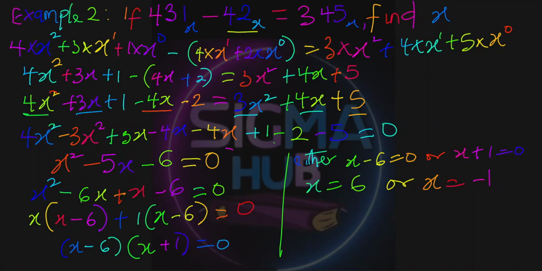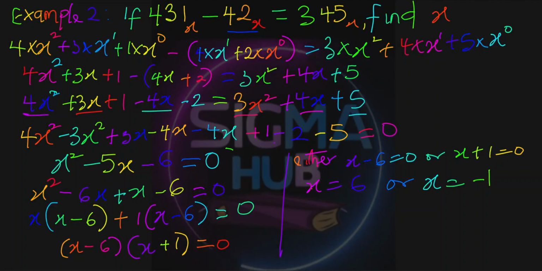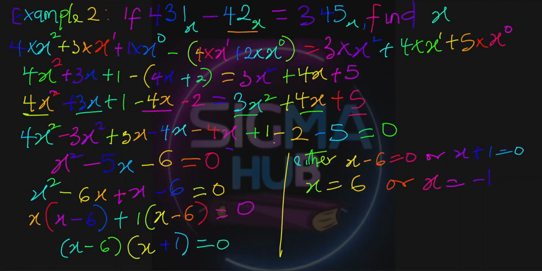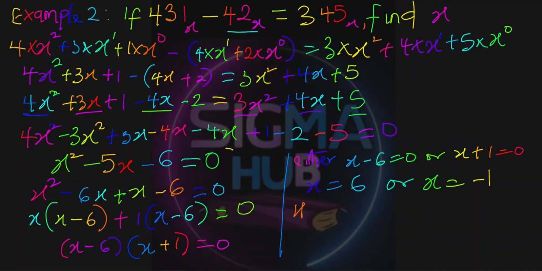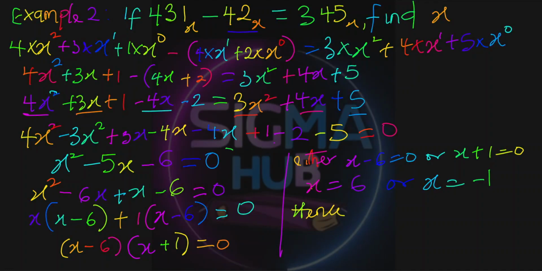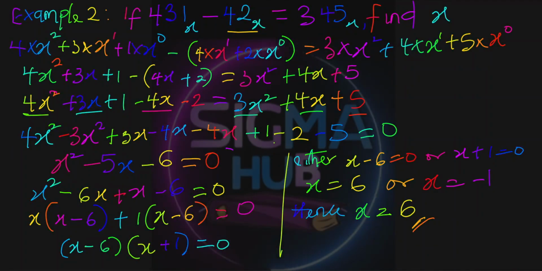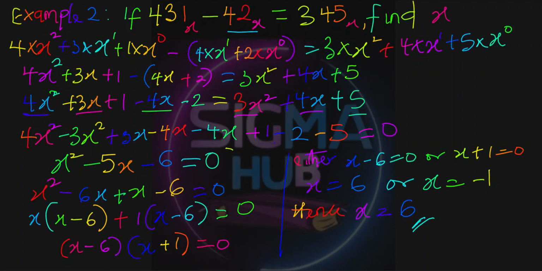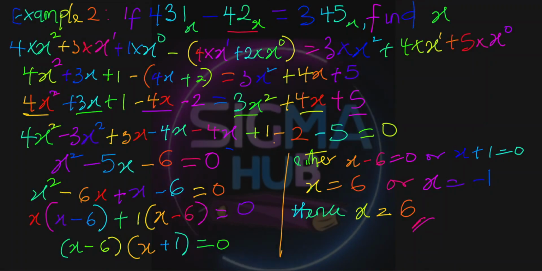Why? Because a base can never be negative, and there is nothing like base 1. Base starts from base 2. So hence we can say x equal to 6. I believe you understand why x is equal to 6, because a base can only be positive. Now let's quickly look at the third example.